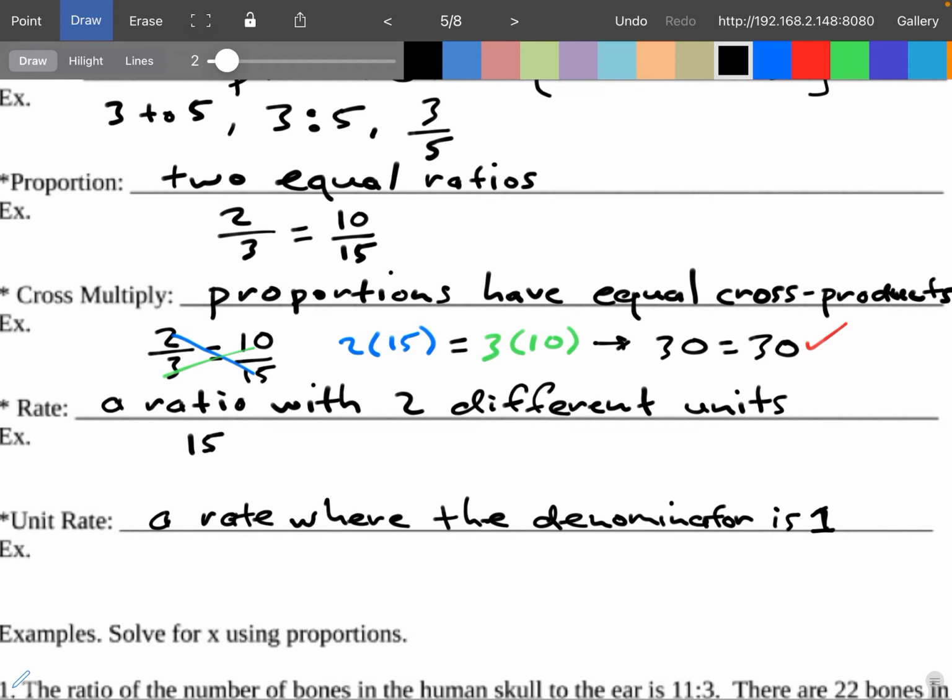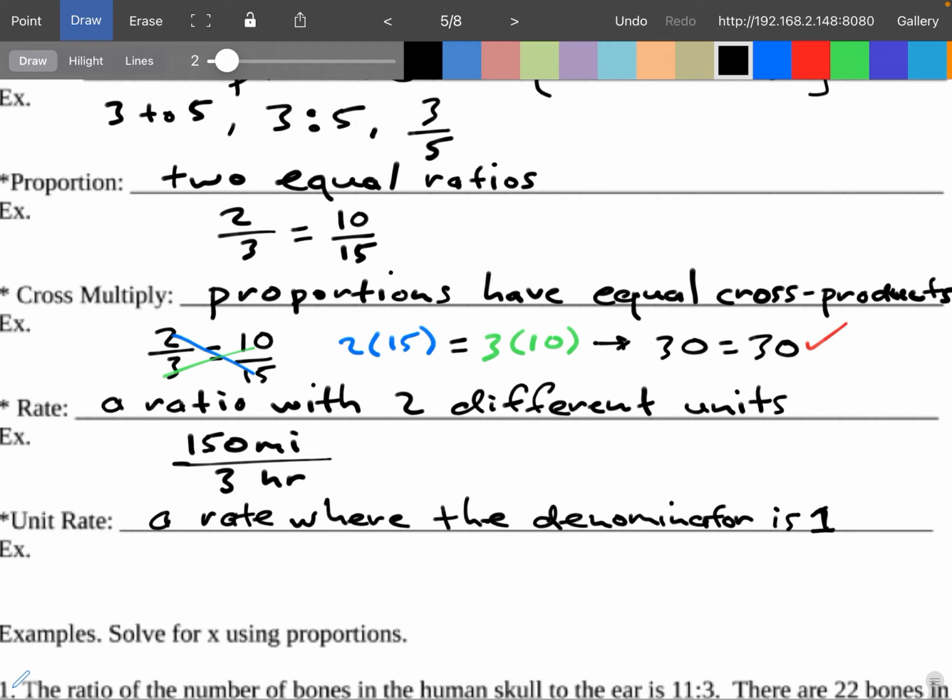Okay, and then an example of a rate. A rate could be something like, I don't know, what do we want? Maybe like 150 miles over 3 hours. Do you see that I got 2 different units? The numerator is in miles and the denominator is in hours. It's still a ratio, it's still a fraction, right? But the units are different. So that's an example of a rate.